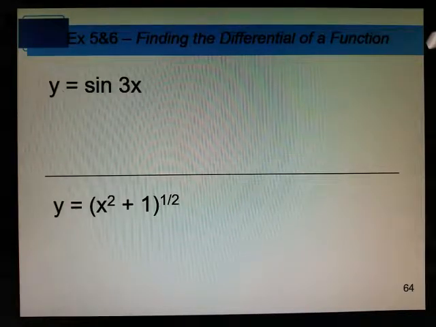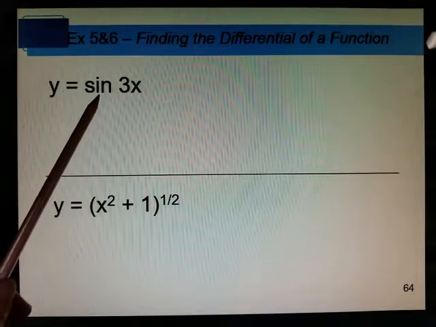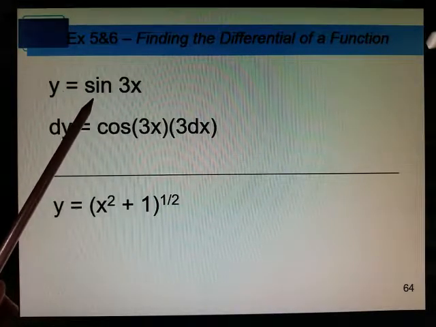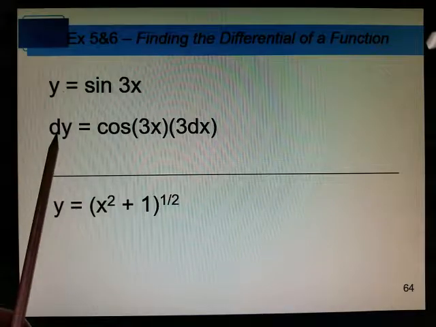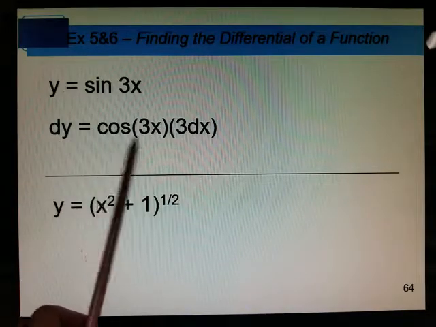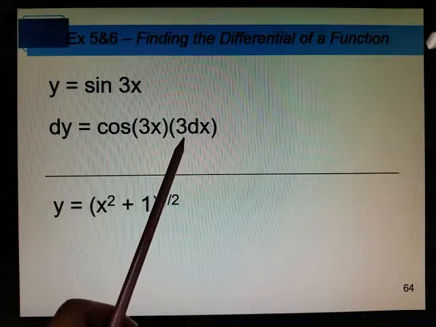So finding the differential of a function. First, it's like finding the derivative, y'all, but you're just putting your dx at the end, basically. So the derivative of the sine of 3x would be the cosine of 3x, but then times the derivative of that 3x. So my differential, that means the dy, would be cosine of 3x times this derivative, which is 3 dx.